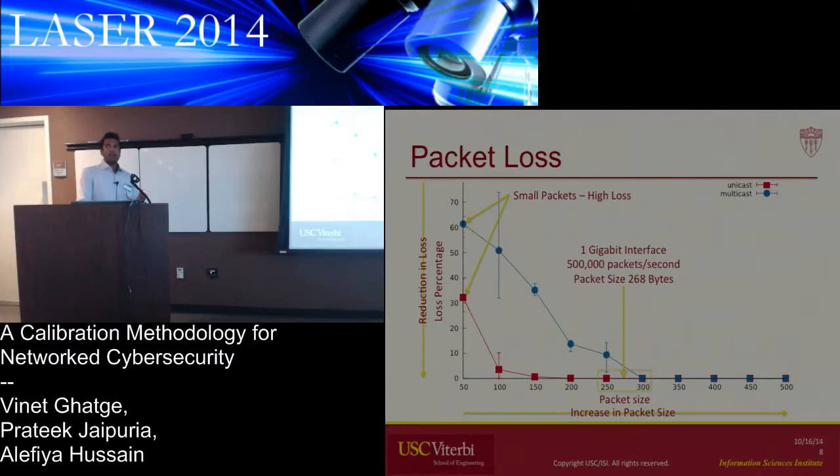The network interface card on the hardware that we were using was a 1 gigabit interface, and according to Intel specifications, it could process about 500,000 packets per second. Doing simple maths, we came up with this result: to fill up a 1 gigabit link with 500,000 packets per second, we needed packets of about 268 bytes per packet. Smaller packets would mean more packets to fill up the link, and hence the loss, because the link could not process that many packets. And bigger packets would mean fewer packets and hence no loss.